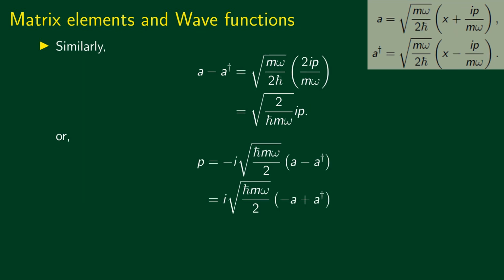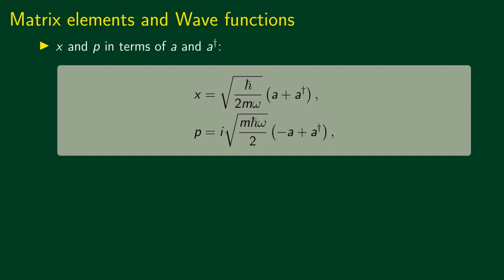Similarly, you can solve for p. You start with a minus a dagger, which is equal to square root of m omega divided by 2 h bar times twice ip divided by m omega. These two terms get added up. You can solve this expression for p to get p is equal to i multiplied by square root of h bar m omega divided by 2 multiplying minus a plus a dagger. So now we have the position operator and the momentum operator written in terms of a and a dagger.